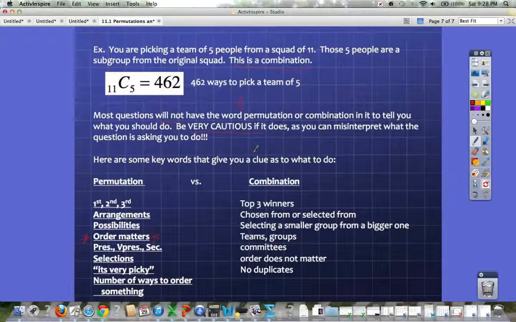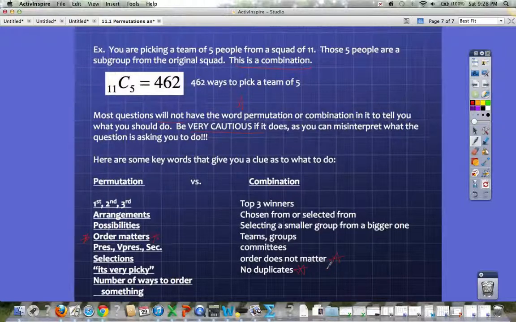But with a combination, they could say the top 3 winners, like the runner problem, where you had the top 3 finishers and they went on to state. That's a combination. If they're choosing something from some other group, or selecting a smaller group from a bigger one. Anytime we're talking about teams and groups, usually committees, where order does not matter, and there's no duplicates. Okay, so you cannot have the same person.